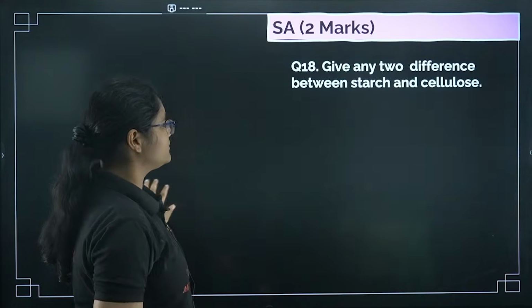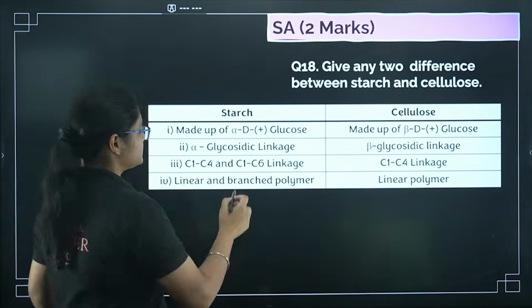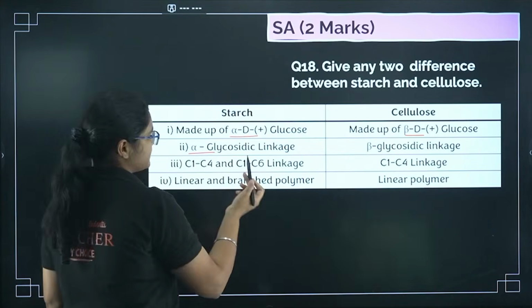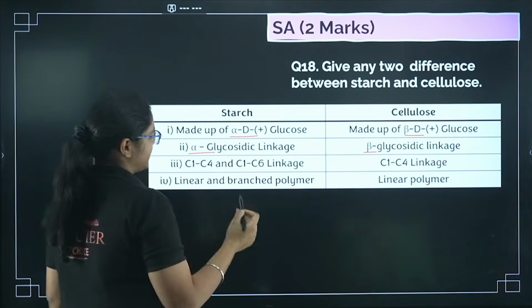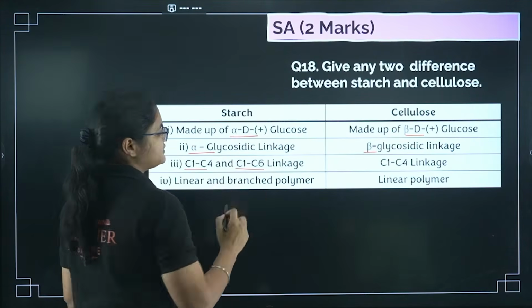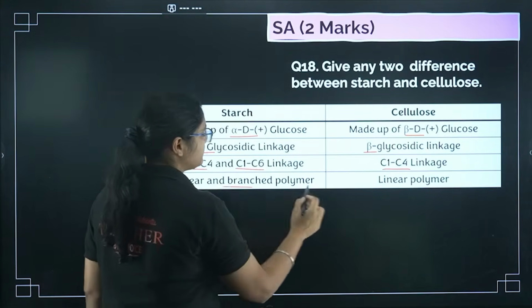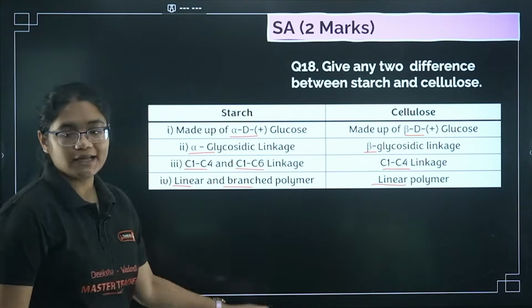Next, we have two differences between starch and cellulose. Starch is made up of alpha D glucose and cellulose is made up of beta D glucose. Starch has alpha glycosidic linkage, cellulose has beta glycosidic linkage. Starch has C1 C4 and C1 C6 linkages, while cellulose has just C1 C4. Starch is linear and branched, while cellulose is only a linear polymer.